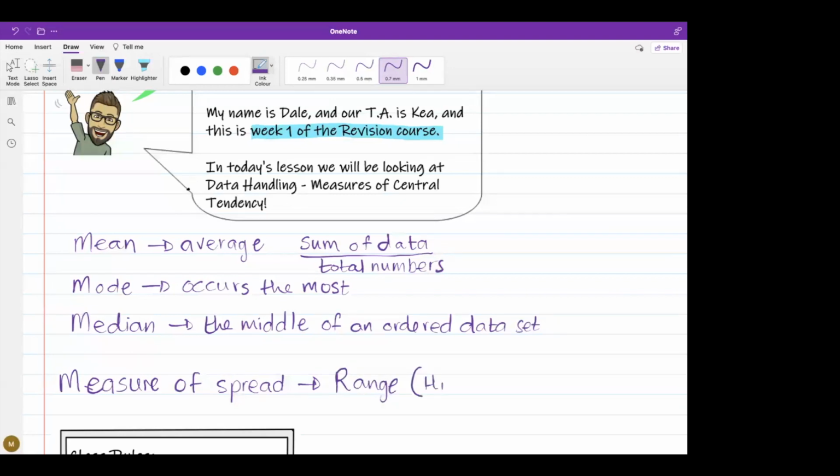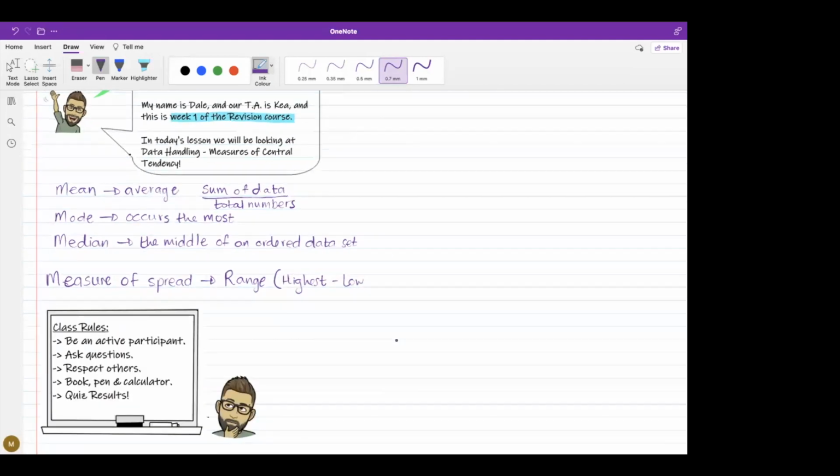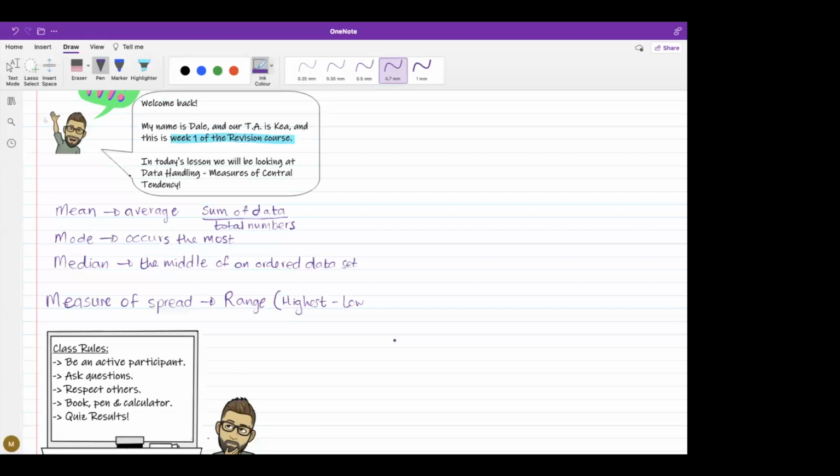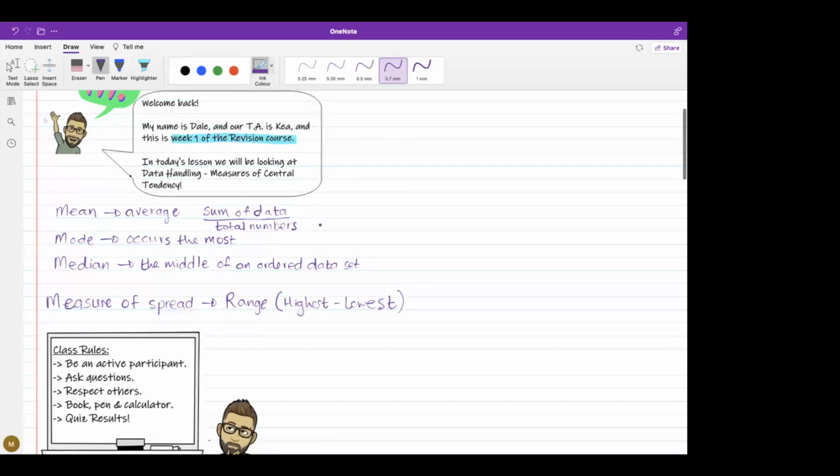Okay, so our highest or our biggest number minus the lowest or smallest. Okay, that is for all grades.